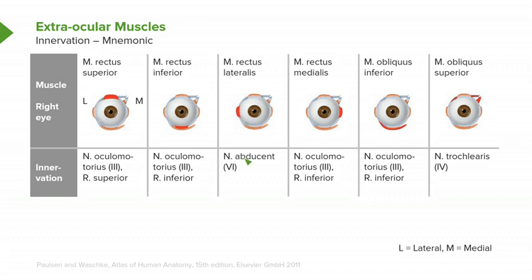This is where we have a change in innervation to the abducent, or cranial nerve 6. Medial rectus is here, oculomotor again, inferior oblique, oculomotor, and then the superior oblique is going to be innervated by the trochlear nerve, cranial nerve number 4.